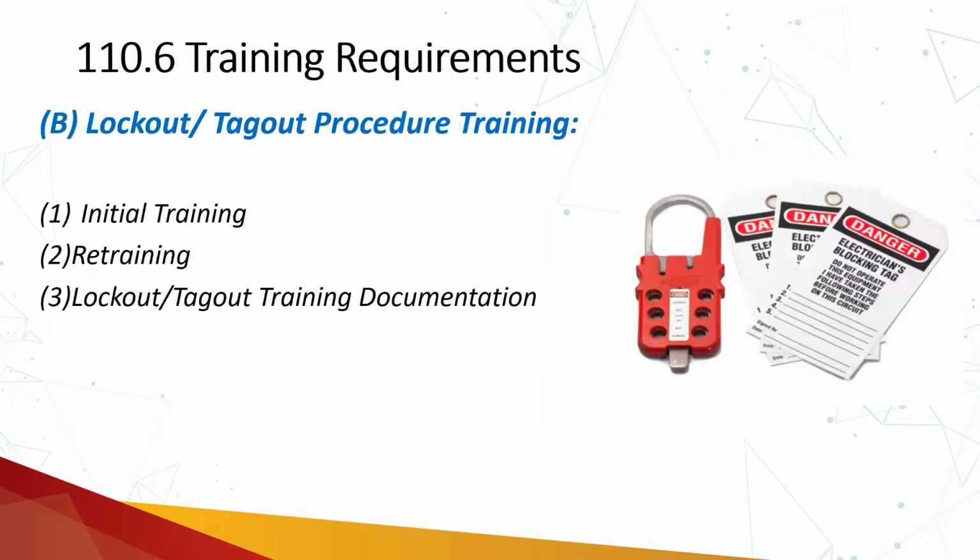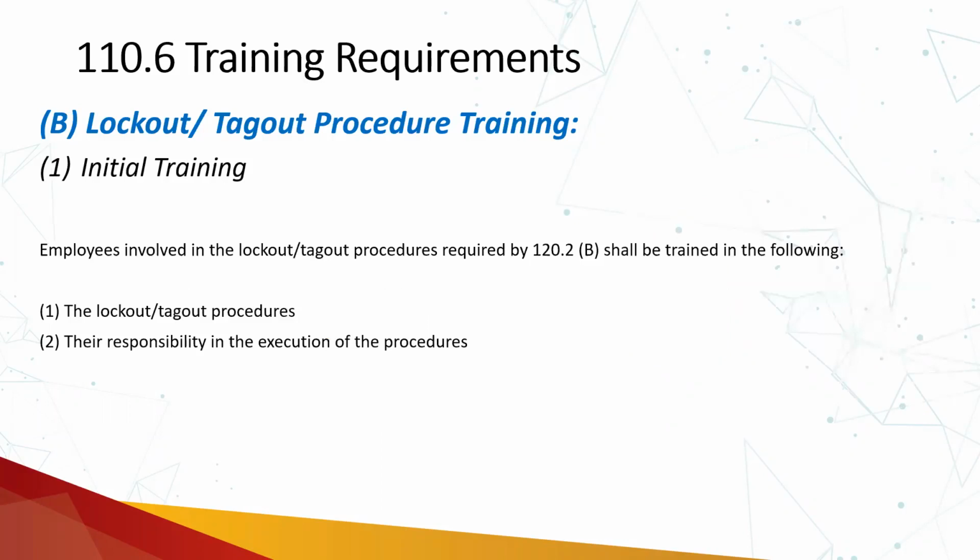Right. Then 110.6b talks about the lockout and tagout training procedures. So it also covered the initial training, retraining requirement, and a lockout tagout training documentation requirement. So initial training talks that employees involved in the lockout and tagout procedure required by 120.2b shall be trained in the following: the lockout and tagout procedure, their responsibility in the execution of the procedure.